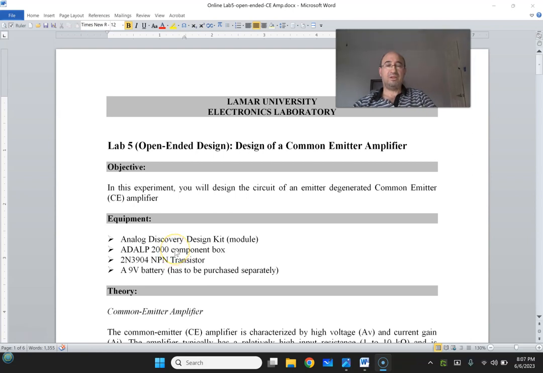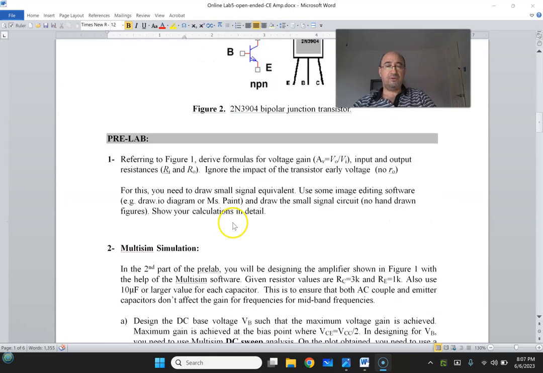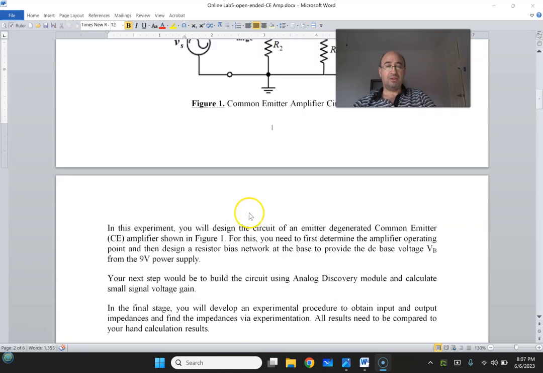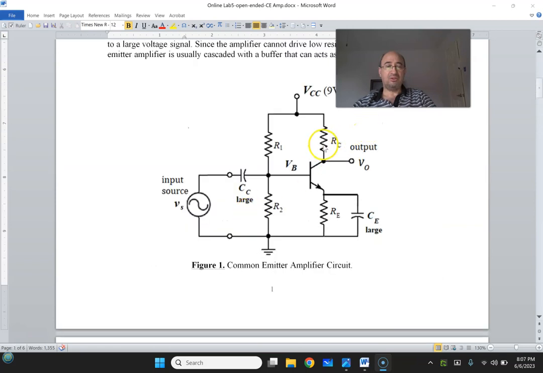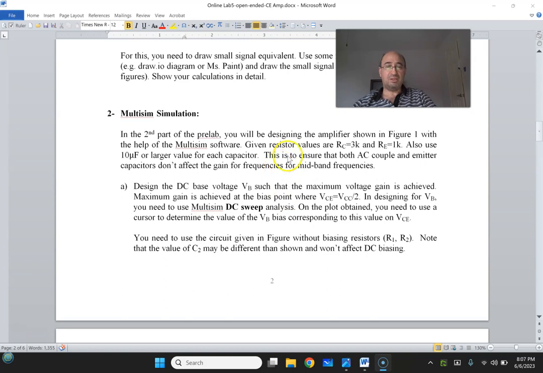In this open-ended design lab, you will be designing a common emitter amplifier. The first step is to derive formulas for voltage gain, input and output resistances. Now, in this circuit, you're given the values of RC and RE, but you will design the values of R1 and R2. You will use Multisim in order to figure the values of R1 and R2.